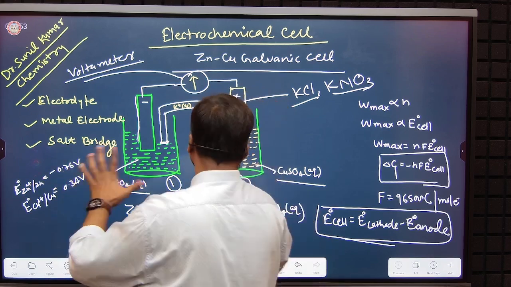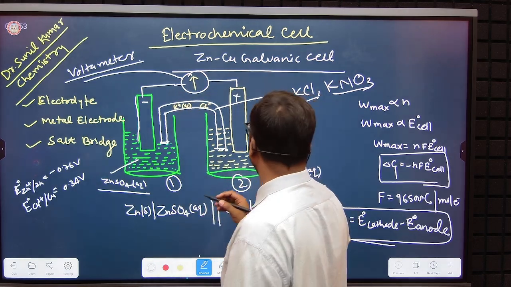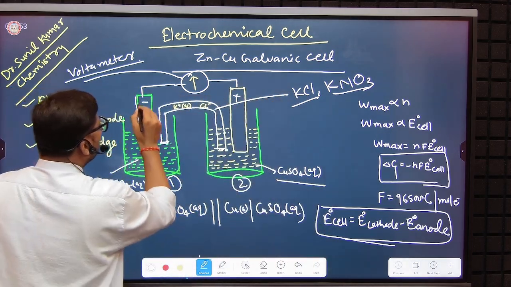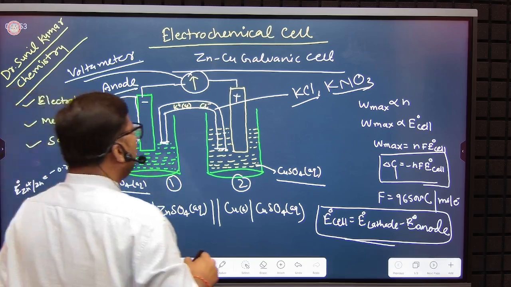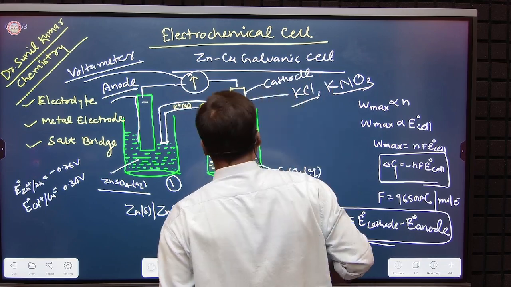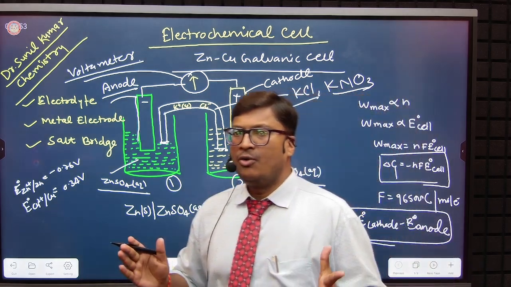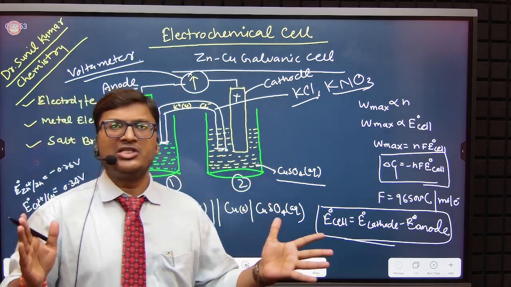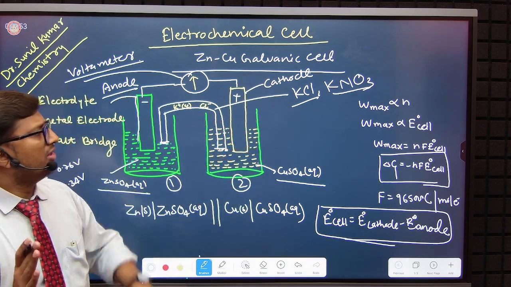So these two plates have different works. This is your anode, right? This is called the anode, and this is called the cathode, right? So the anode has its own function, whereas the cathode has its own function. The anode is responsible for oxidation, and the cathode is responsible for reduction reactions.